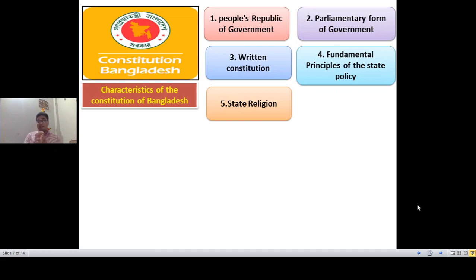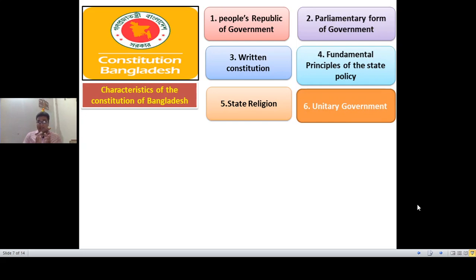Number five, state religion. Bangladesh is a country where Islam is the state religion. Okay, but all of the people from different types of religions get equal rights like the Muslims. Okay, so the state religion is one of the characteristics of the constitution of Bangladesh.